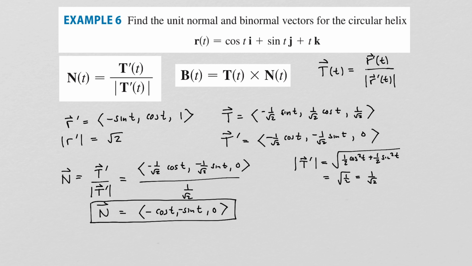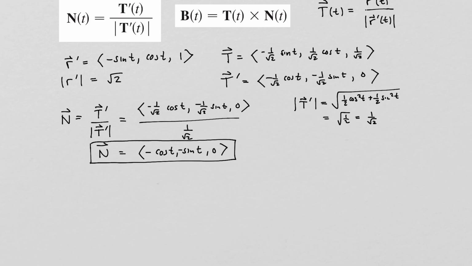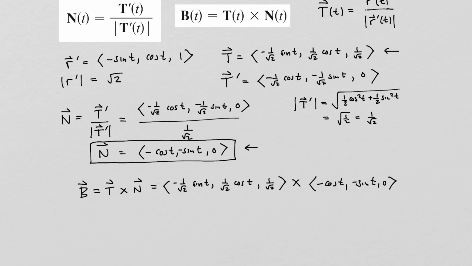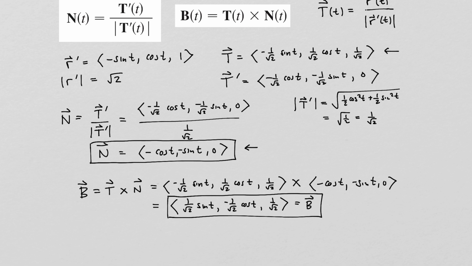So this is our unit normal vector. Now to get the binormal vector, B, we simply take the unit tangent vector and cross product with the unit normal vector. And so that is going to be the vector that you see here crossed with the vector that you see here. And we'll go ahead and do this cross product off camera. And there it is.